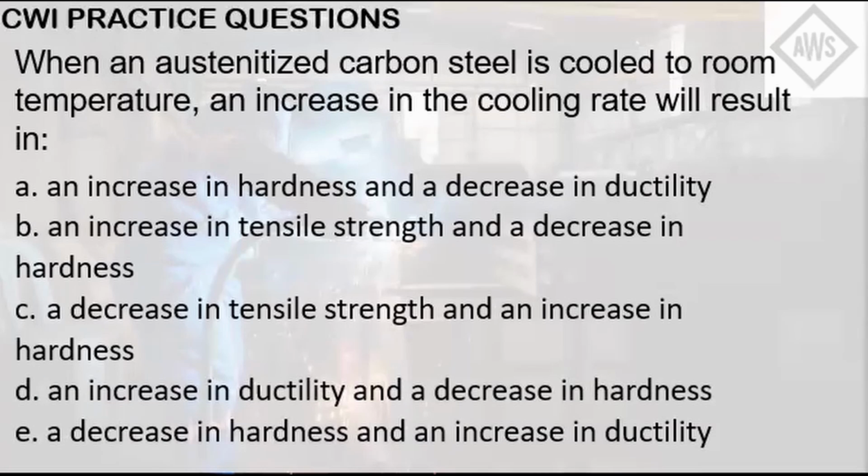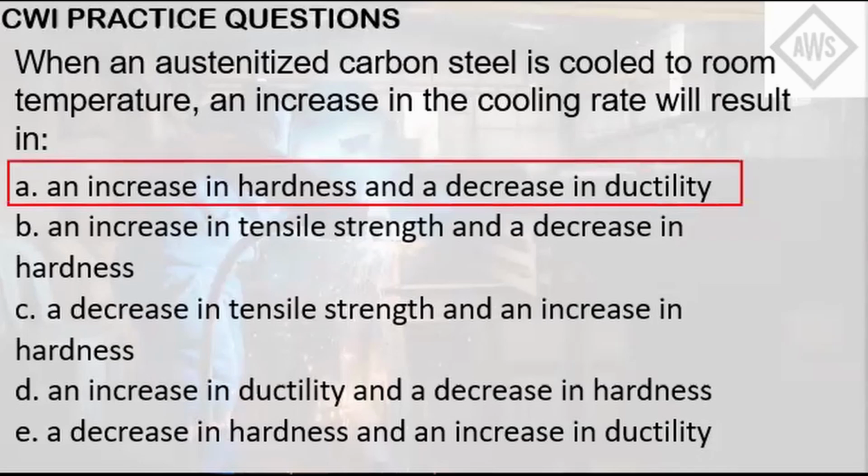As a general rule, when austenite is cooled rapidly, hardness increases and ductility decreases because of the formation of martensite, which exhibits lower toughness. Letter B does not normally happen because hardness normally increases with tensile strength. C is just the opposite of letter B, and letter D is just the opposite of A, and letter E is the direct contrast of the answer. Hence, the answer here is letter A, an increase in hardness and a decrease in ductility.